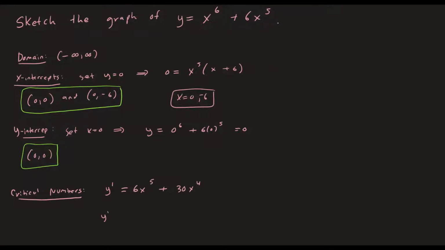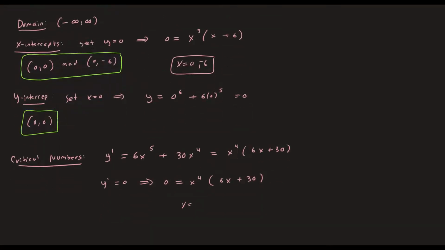Now we're going to take the first derivative and set it to 0. Again, if you want, you can pull out the common factor. I'll pull out only x to the 4th. Then you have 6x plus 30. So I set it to 0. I get 0 equals x to the 4th times (6x plus 30). So that means x is equal to 0. And if I set 6x plus 30 to 0, I will get x equals negative 5. So there are two critical numbers.